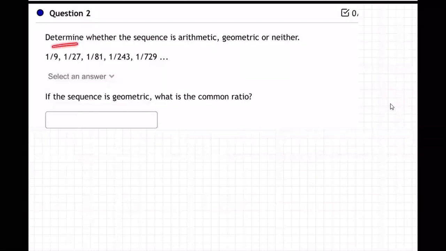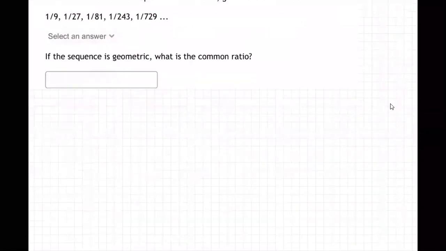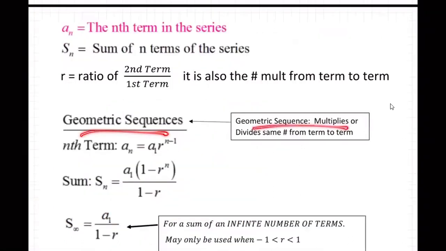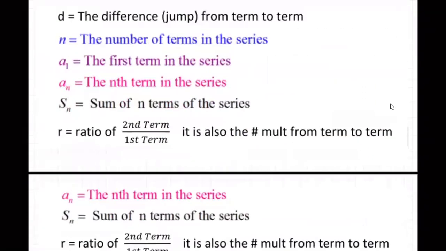All right. Determine whether the sequence is arithmetic, geometric, or neither. So again, go into the notes. An arithmetic sequence, think of arithmetic, right? What did you study when you were a kid? You studied arithmetic, you studied adding and subtracting. So an arithmetic sequence adds or subtracts the same number from term to term. Then when you got older, you learned multiplying and dividing. We call that a geometric sequence. It multiplies or divides the same number from term to term.